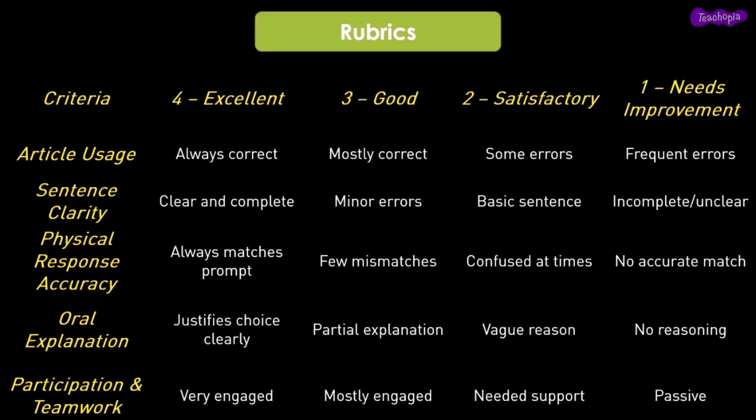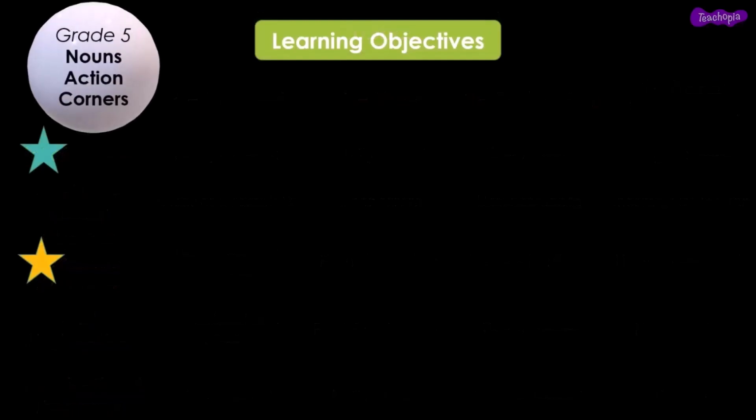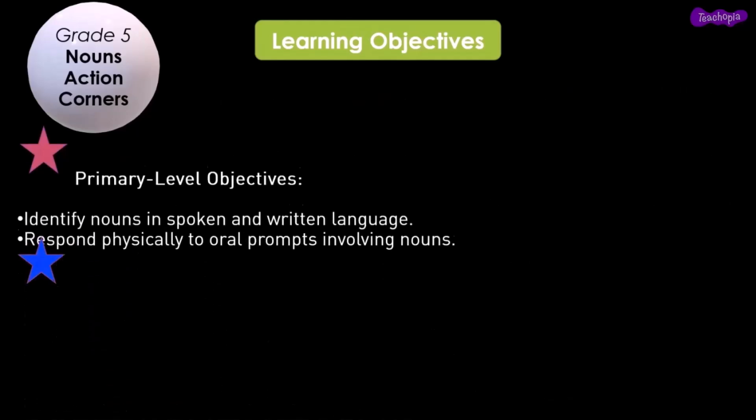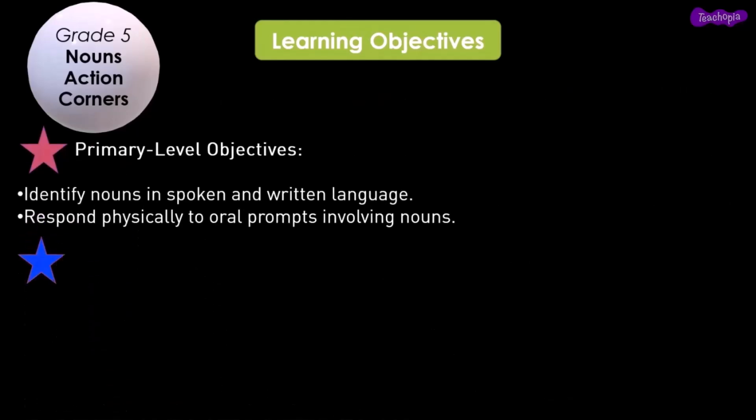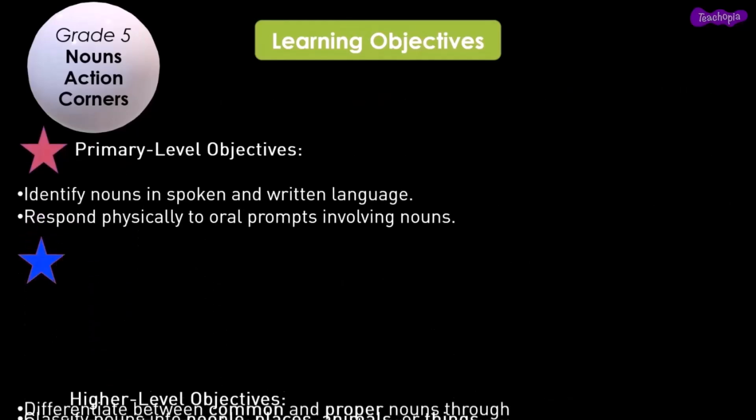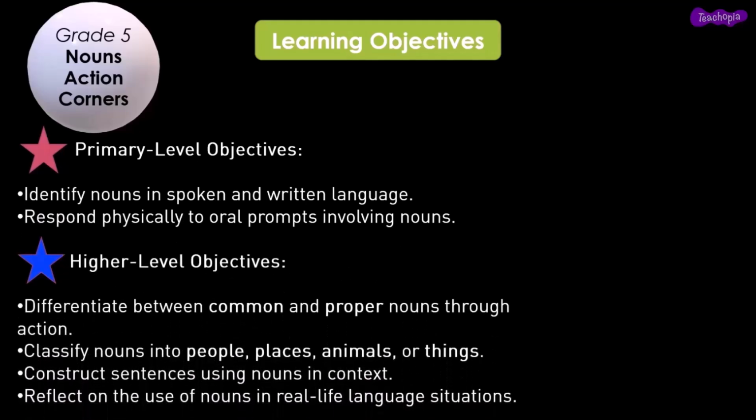This rubric is designed to provide a balanced view of both language accuracy and student participation, ensuring we are not only focusing on grammar but also on confidence, interaction, and learning through actions. Moving on to grade 5 activity, noun action corners. Here are the learning objectives.